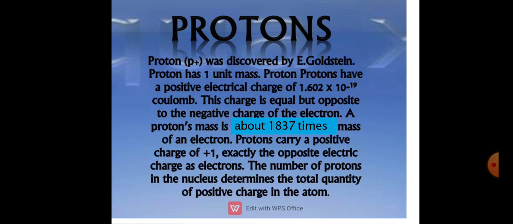A proton's mass is about 1837 times the mass of an electron, meaning a proton is 1837 times heavier than the electron. Protons carry a positive charge of plus 1, exactly the opposite electrical charge to electrons, which have a charge of minus 1. The number of protons in the nucleus determines the total quantity of positive charge in the atom, meaning the number of protons shows the positive portion of the atom.